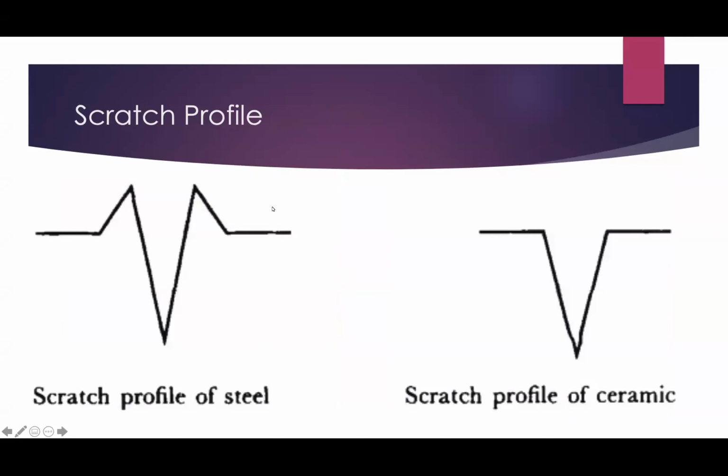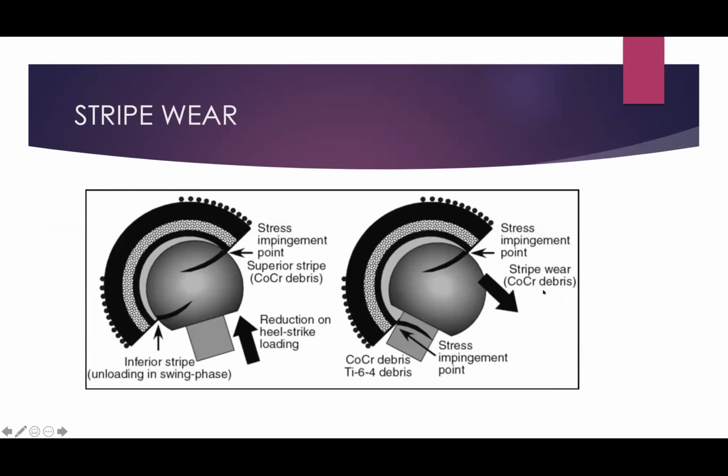Remember the scratch profile as well. So the scratch profile of a metal, when it scratches, it basically sustains little peaks on the surface, which are known as asperities. And these are visible on the surface, so it makes it more susceptible to notch sensitivity or wearing away the poly. Whereas with the ceramic, the scratch profile is inside the material itself, so it doesn't rub against the poly.